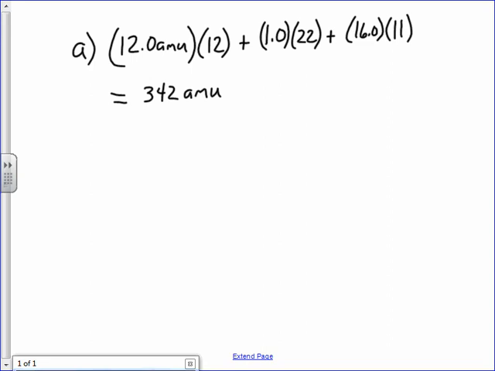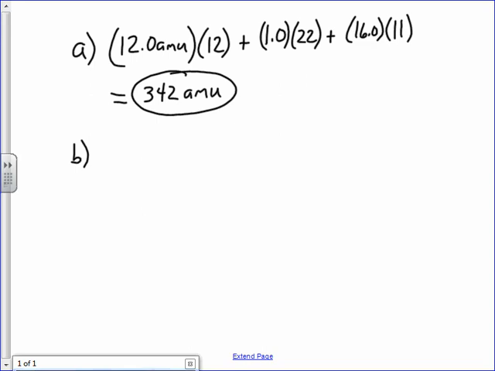Now what we're going to talk about in a minute, AMU and grams per mole are actually interchangeable units. Because on the periodic table they end up being the same number. When I say they're interchangeable units, they don't necessarily mean the same thing, but they're always going to be the same number when you're looking on the periodic table.